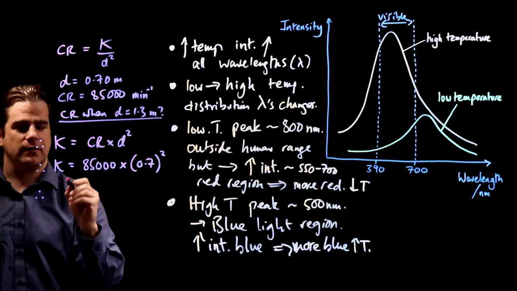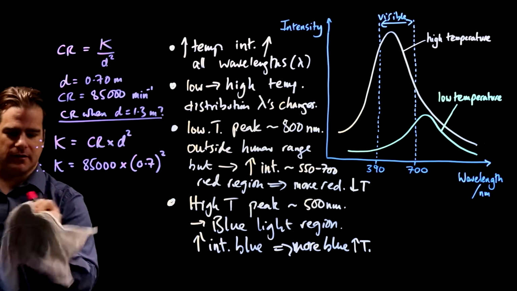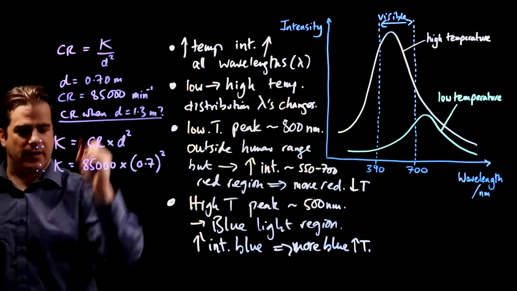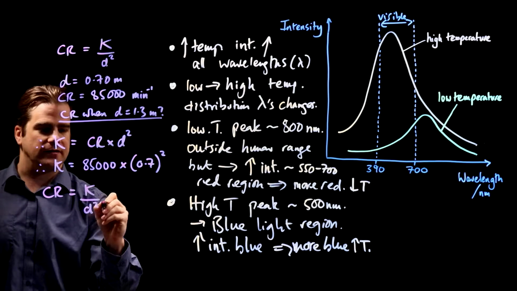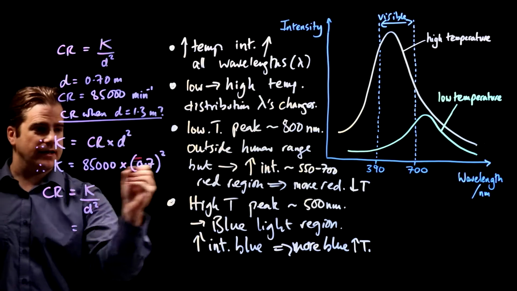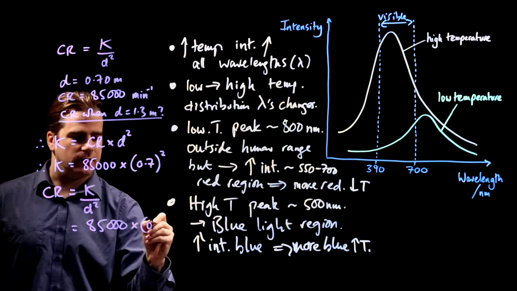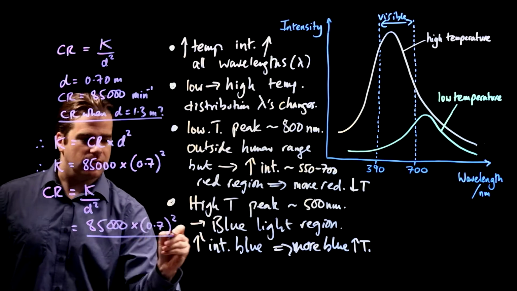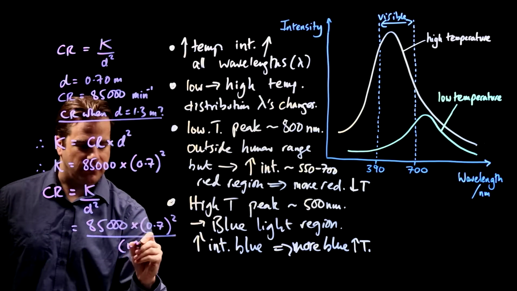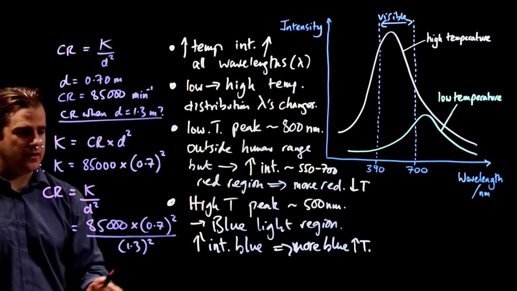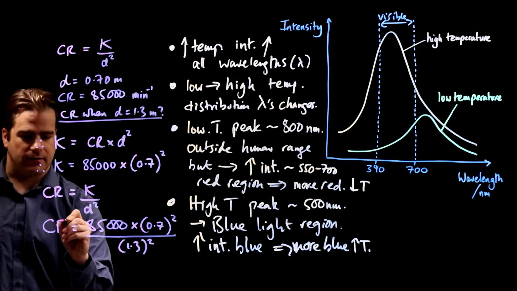So, therefore, actually, technically, I could leave "therefore" there, but I'm not going to. Okay, we're going to go back to this equation now. CR equals K over D squared, which equals K is that 85,000 times 0.7 squared all over D squared, and we want CR when D is 1.3, so 1.3 squared. Now we're ready. Stick that in your calculator, single calculation, and we get the answer.